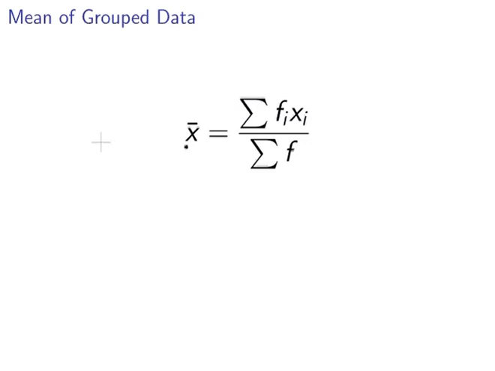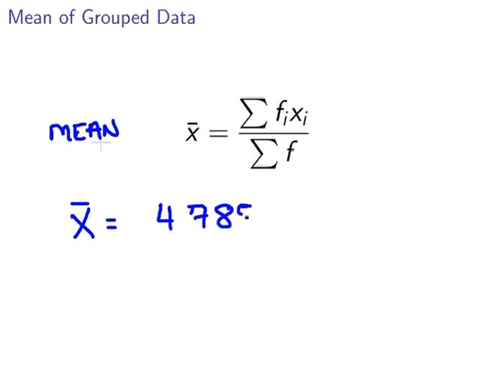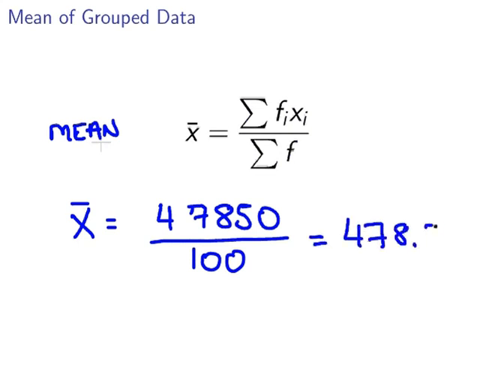So let's look at that formula again. The mean here is the sum of the products, where the product is the frequency times the midpoint for each interval, divided by the sum of the frequencies, which is essentially just the sum of the items. So x bar equals 47850 divided by 100, and that gives us 478.5. And that is the end of our presentation.